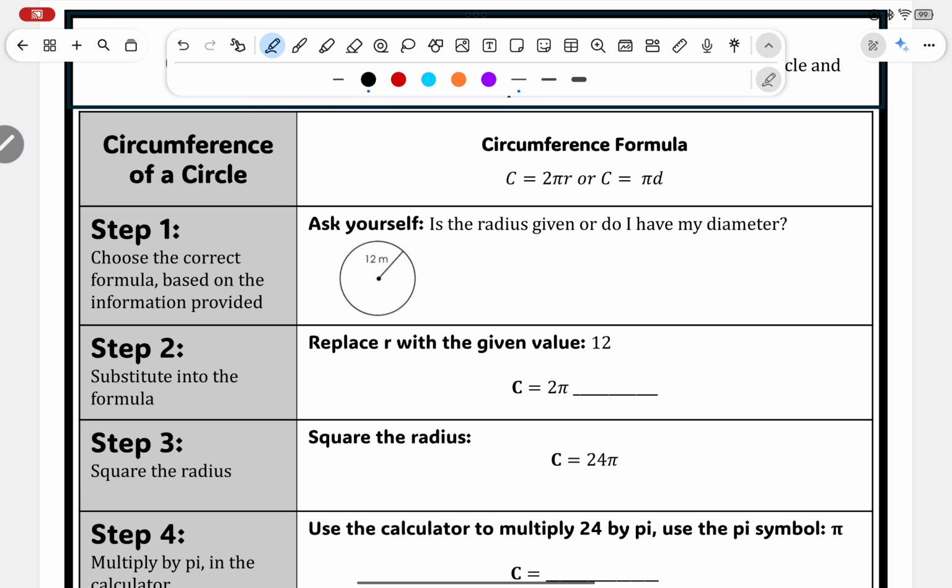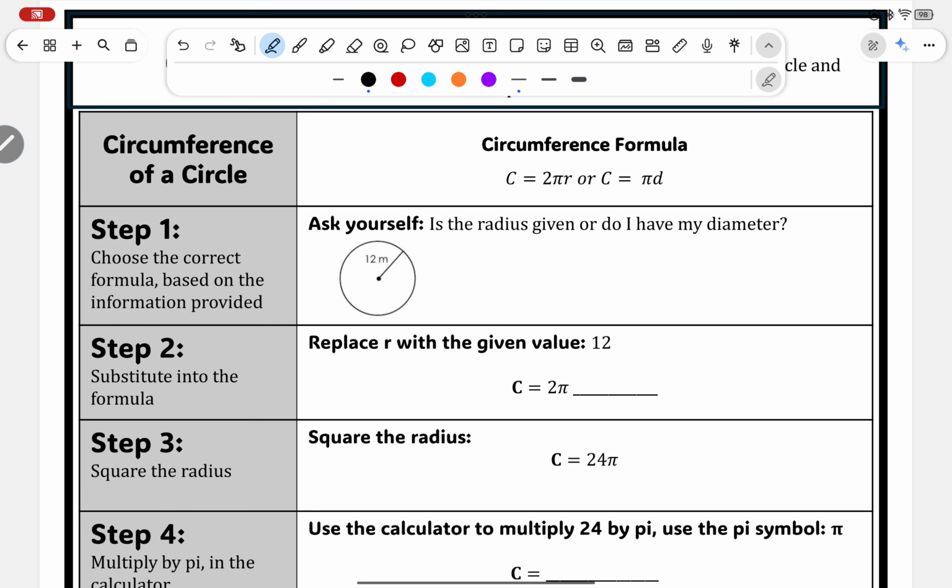So just a reminder, our radius is 1/2 our diameter, or our diameter is 2 times our radius. So when solving for circumference, the first thing you need to do is determine which of the two formulas you're going to use. And you're going to do that based on the information the question gives you.